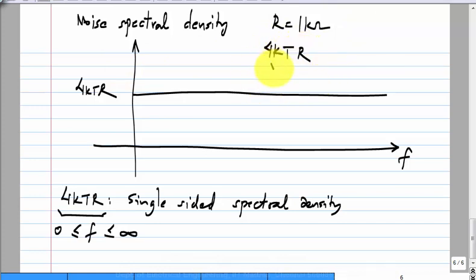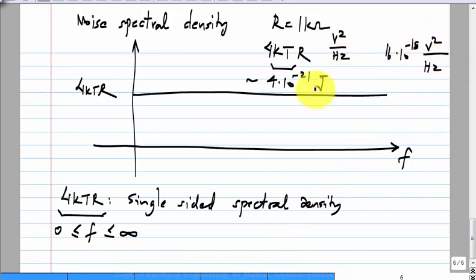So, one thing that is useful to remember is kT at room temperature is approximately 4 × 10⁻²¹. What are the units of kT? Energy, yeah, joules. Okay. So, what is 4kTR? Yeah, 4kTR has units of volt square per hertz. So, if you take R to be 10 to the 3, you will get 16 times 10 to the minus 18 volt square per hertz.